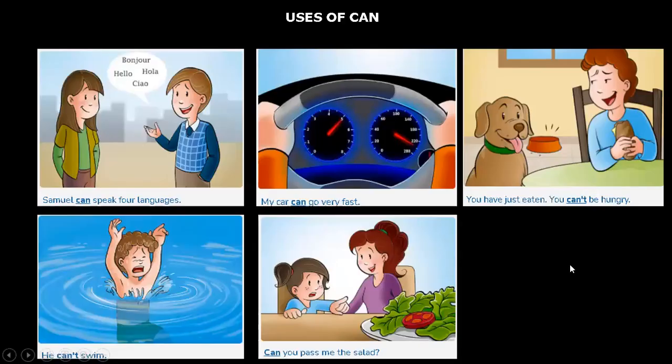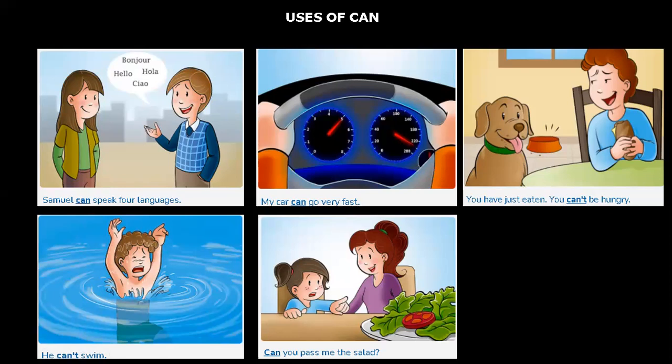And here we have examples. So it says, let me see. I'm gonna ask Daniela. Can you read the first sentence, please? Samuel can speak four languages. Languages. So in this sentence, the context is telling us that he is able to speak four languages, right? He has that ability. He can do it. He can speak those four languages.